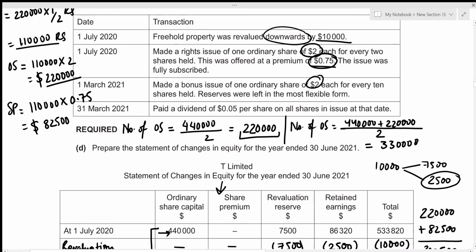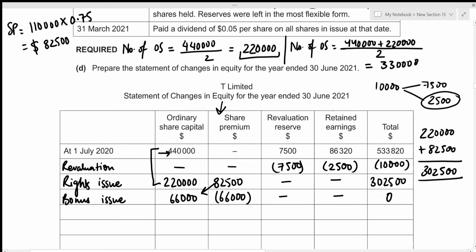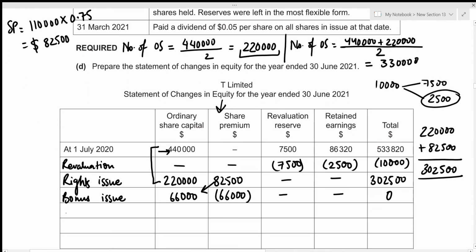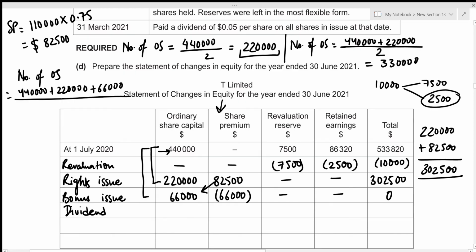Then we have paid a dividend of 0.05 per share on all shares in issue at that date. So we paid dividend. Now all shares means that for these three values, we need to figure out the number of shares. So that's 440,000 plus 220,000 plus 66,000, and we divide it with the nominal rate of 2. So this gives the total number of ordinary shares that we currently have to be 363,000. So this is the number of shares.